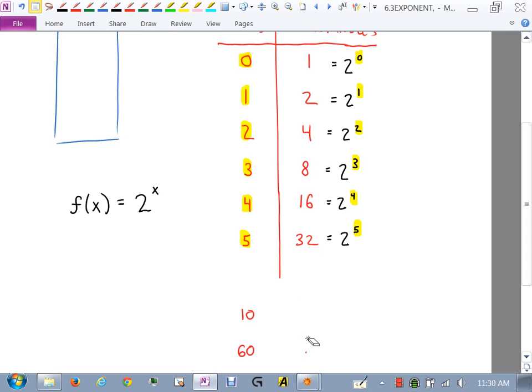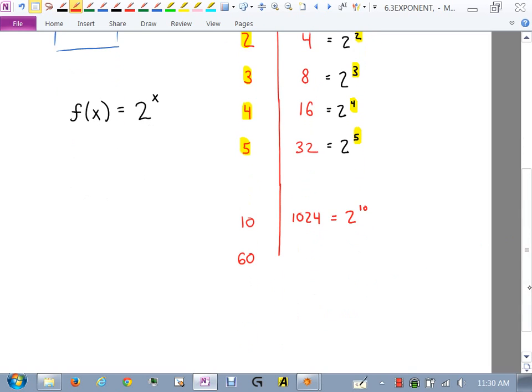1,024. So this would be 1,024. So if I could fold it 10 times, I would have 1,024 rectangles. And I'm doing that by doing 2 to the 10th power. Now 2 to the 60th, you're going to have a problem. Yeah, it's a huge number. Yeah, it's got 18 decimal places.